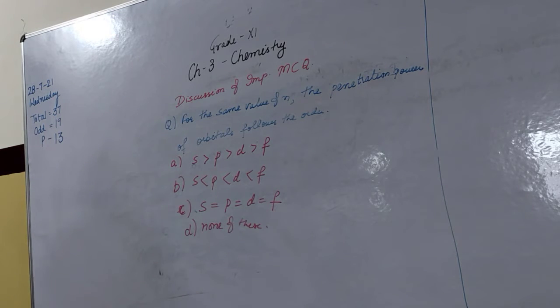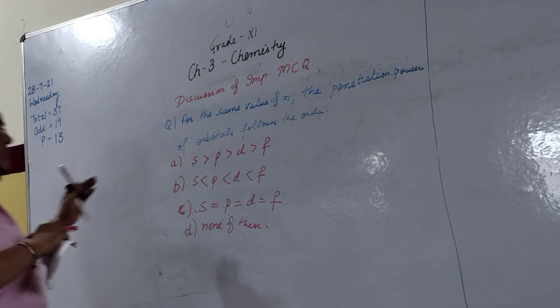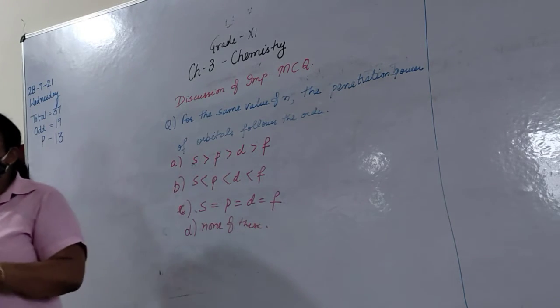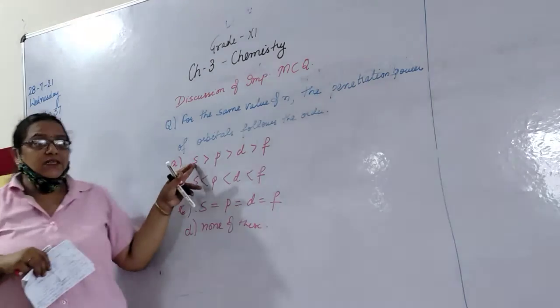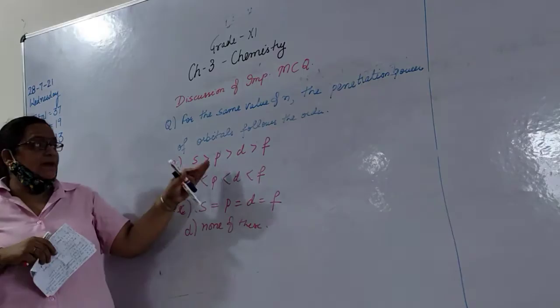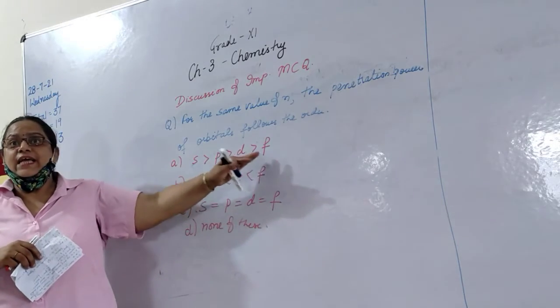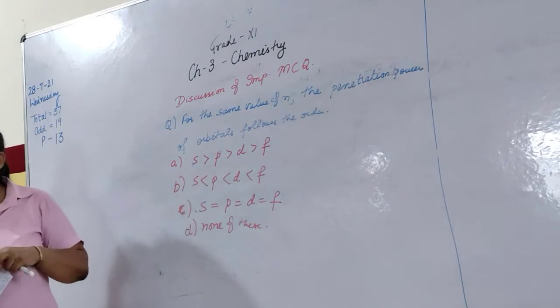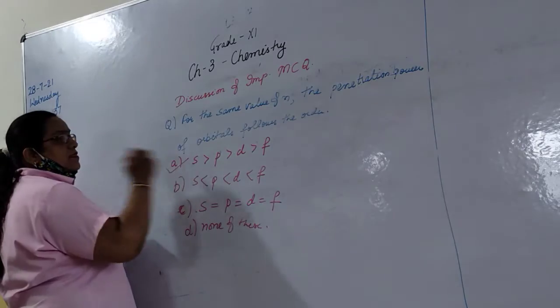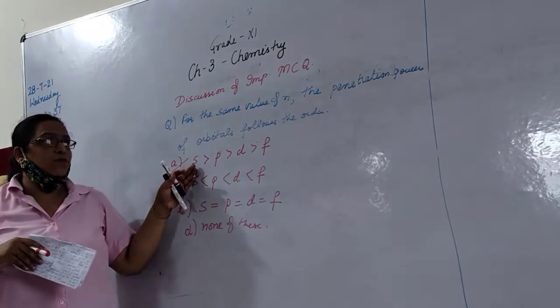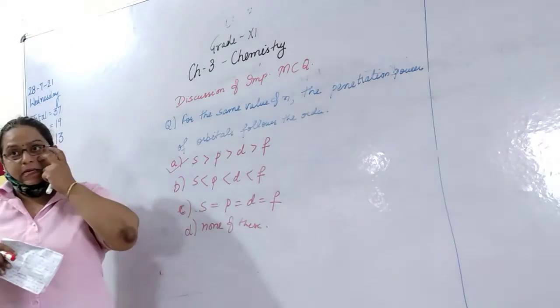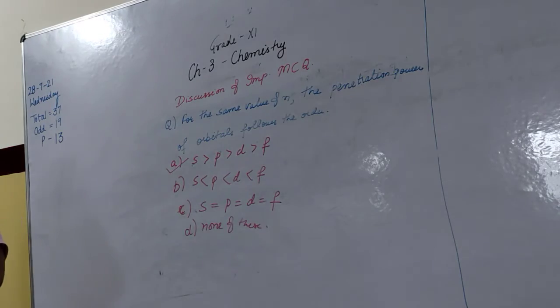For the same value of n, the penetration powers of orbitals follow the order. Penetration means closeness to the nucleus. So the s orbital is closest, then the p, then d, then f. So option 1 is your correct answer. Fine? Its penetration power is more for a particular value of n. Next question.